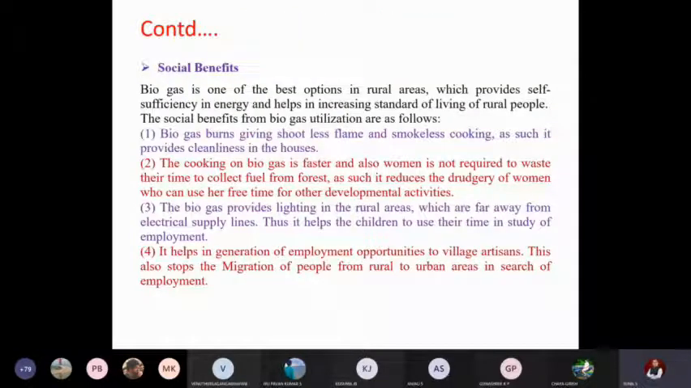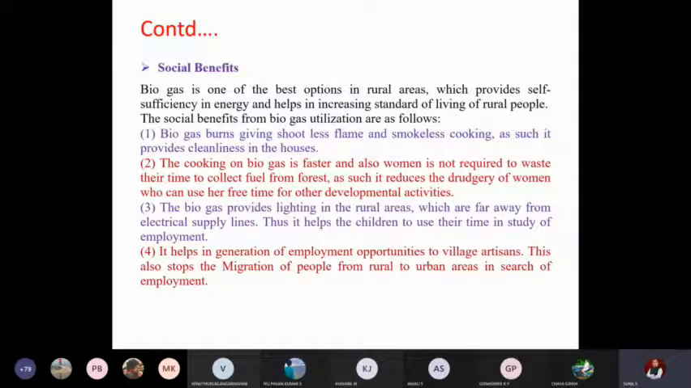What are the social benefits? Biogas burns with a soot-less flame and gives smokeless cooking. As such, it provides cleanliness in the houses. Compare this with directly burning wood or cow dung flakes. It gives out a lot of soot, carbon particles, and it is not a very clean process. But biogas burning is as good as LPG burning.